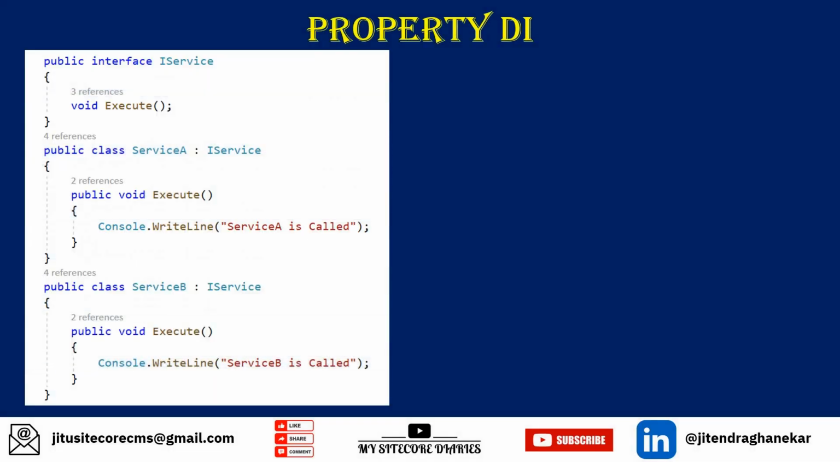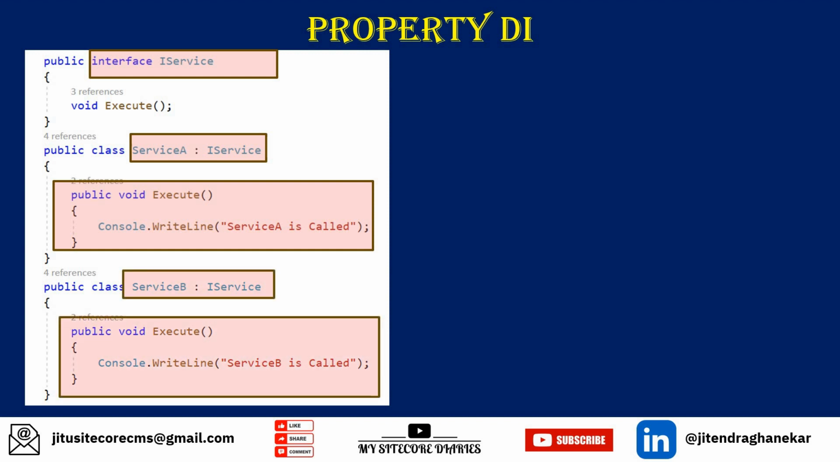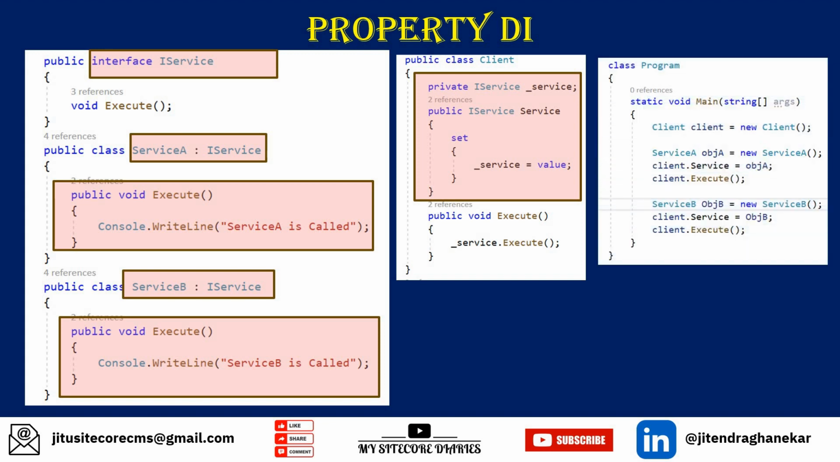Now let's see property DI. Again your service class remains the same. There are no changes here. Now let's see the client class, how it is changed. If you see, we are using a property here instead of a method or a constructor. We are using a property and we are setting an object here, the I service object, and we are executing the method.